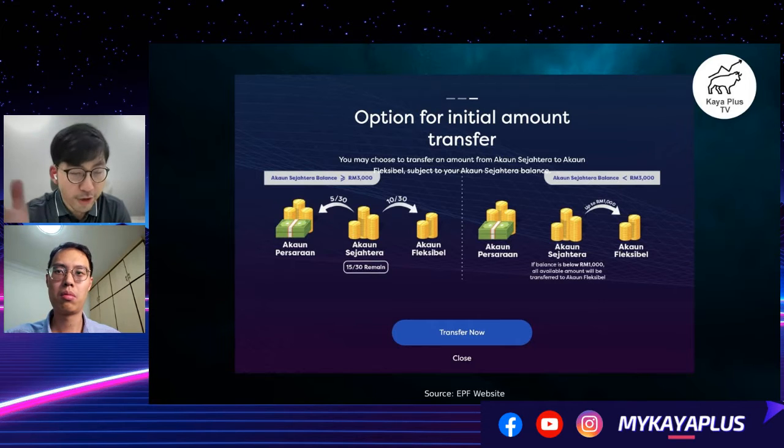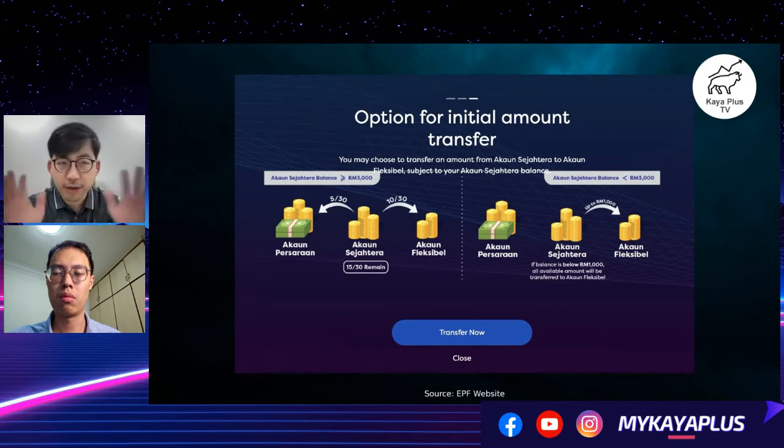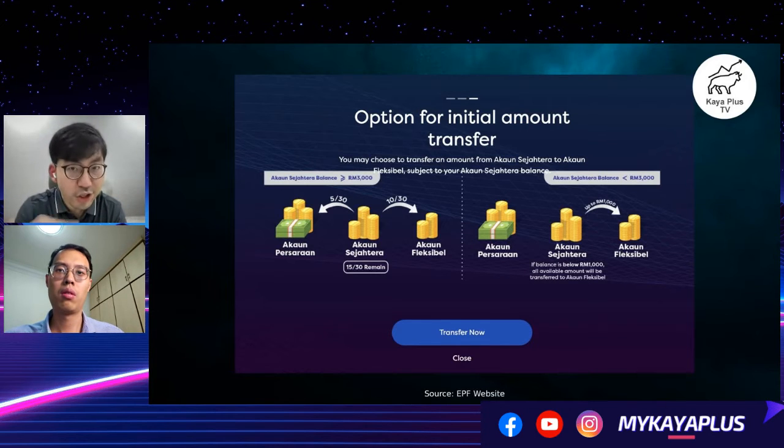If you choose to move your account, and your balance in account sejahtera, which is account two, is more than 3,000 ringgit, technically you can move 5% of it to persaraan, and the 10% will go to flexible. But of course, if your account sejahtera balance is lesser than 3,000, the maximum amount you can move is just 1,000. So you can calculate your thing. In short, you will just follow the ratio 75%, 15%, and 10%. This is what will happen moving forward. Let's say next month you receive your EPF, you will follow this breakdown. But this is what happens for your initial amount transfer.